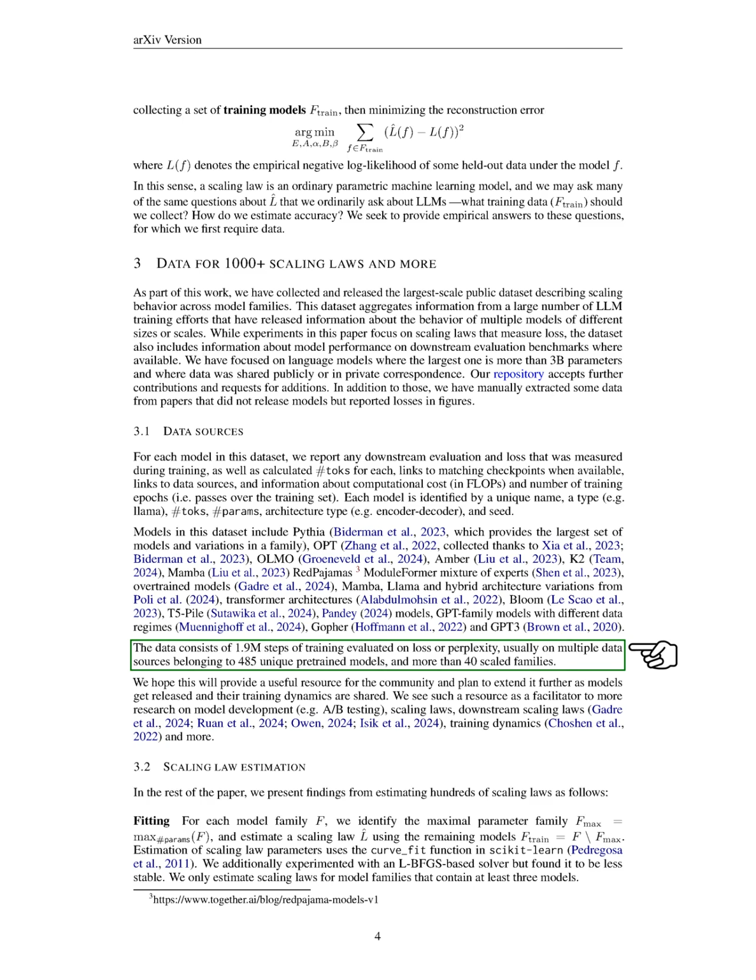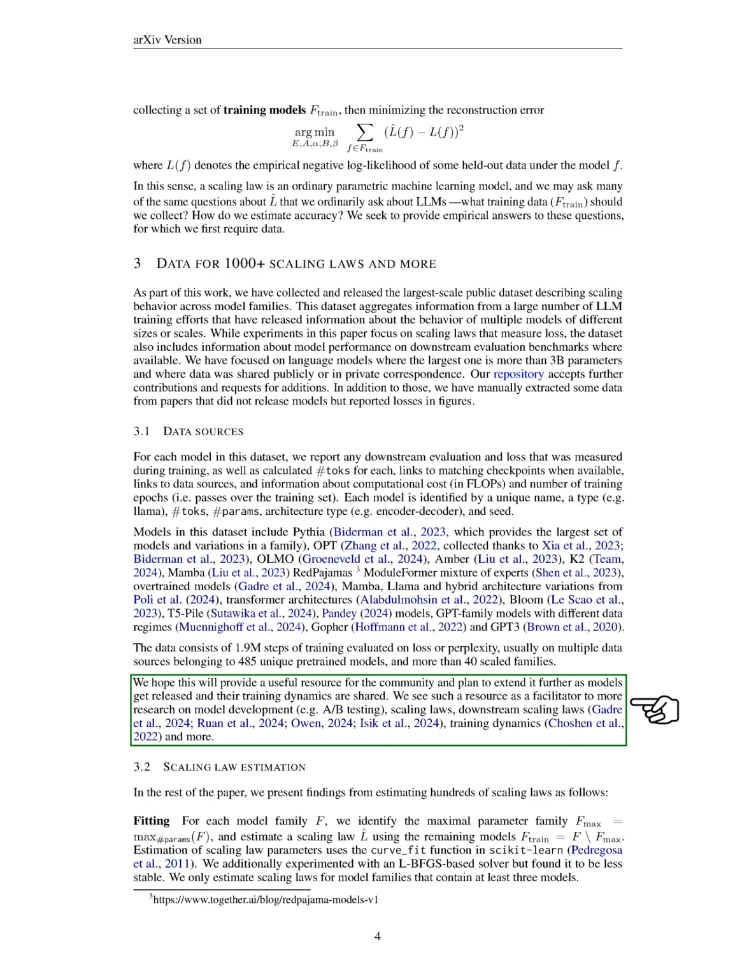The dataset encompasses 1.9 million training steps evaluated on loss or perplexity across 485 unique pre-trained models and over 40 scaled families. We believe this resource will be valuable for the community and plan to expand it as new models and training dynamics are shared.